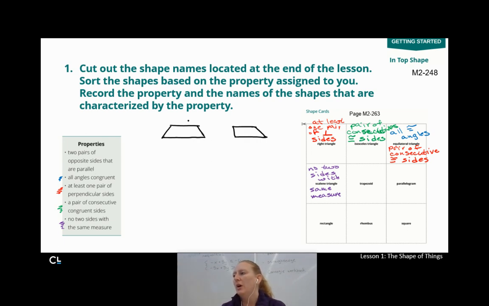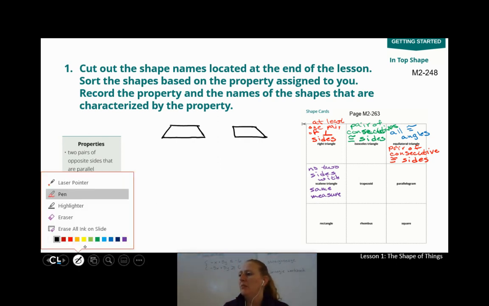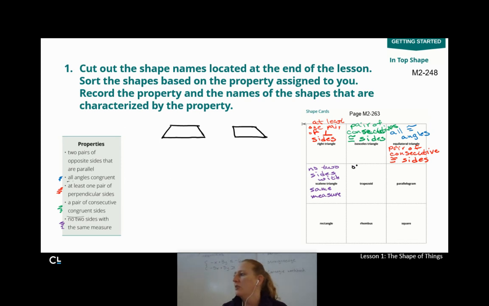Well, I have one pair of parallel sides, but not two, so that's no good. All angles are congruent? Definitely not. At least one pair of perpendicular sides? Maybe, but not necessarily. A pair of consecutive congruent sides? No. And no two sides with the same measure? Oh, maybe, maybe not. You know what? I'm going to make up my own category for this one. I'm going to say it has one pair of parallel sides, just so I can remember. I know it's not one of our categories, but I think that'll help.